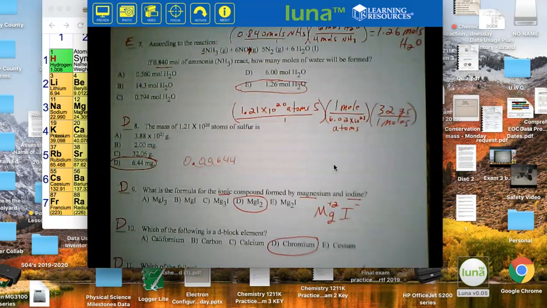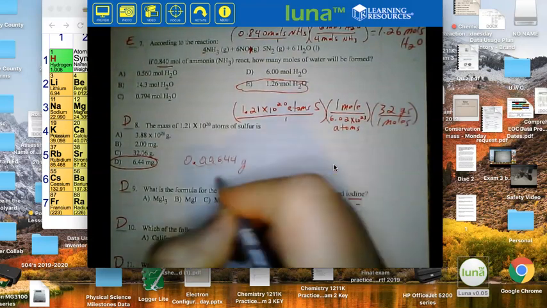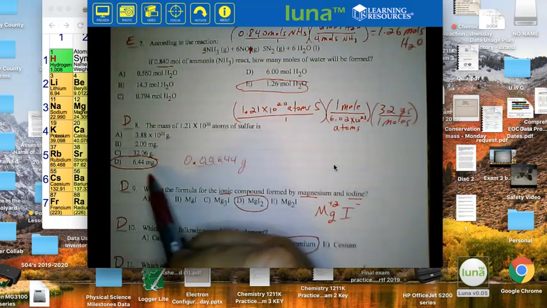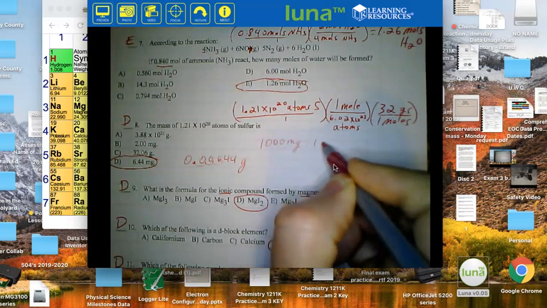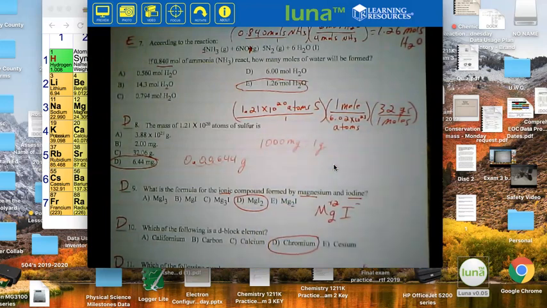So in your calculator, you get 0.00644 grams, and when you multiply that by 1,000, you get 6.44 milligrams, because we know 1,000 milligrams is equal to 1 gram. So when we multiply by 1,000, we get the 6.44 milligrams.